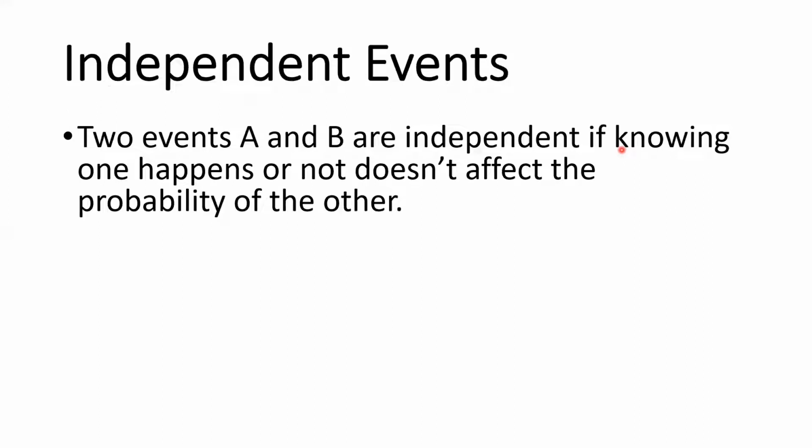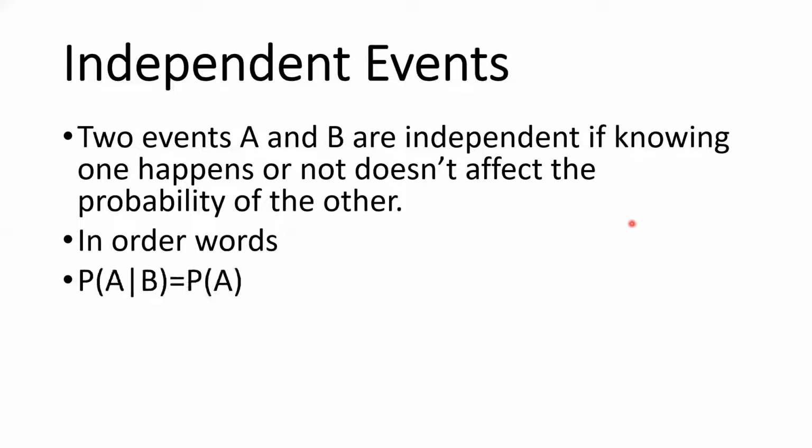Now, what is an independent event? We say events A and B are independent if knowing whether one happens or not doesn't affect the probability of the other. So using conditional probability, the probability of A given B is just the probability of A. So knowing B is redundant. The information is useless for finding the probability of A. And similarly, the probability of B given A is the probability of B.